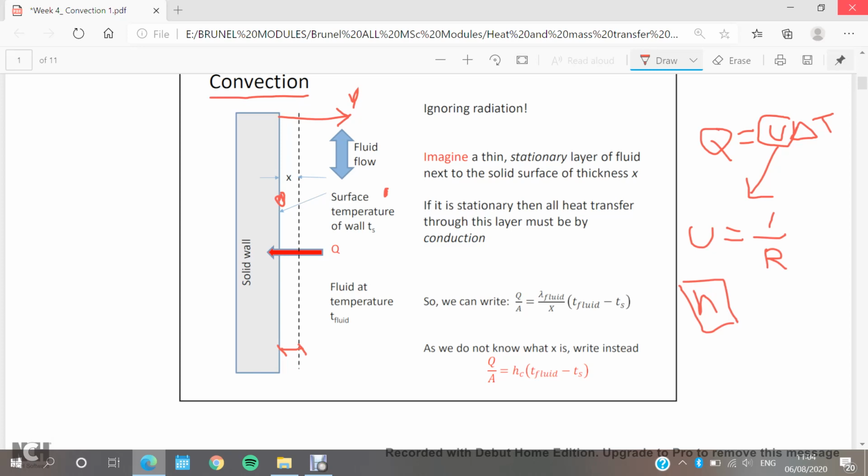So in this case we can use the previous equation for conduction heat transfer and write it this way. We said that Q over A, which is the heat flux, equals lambda, the thermal conductivity of this fluid, divided by x, the thickness of the layer, times delta T, which is T fluid minus T surface. In this case, we assume that the fluid has a higher temperature than the solid surface itself, or the solid wall.